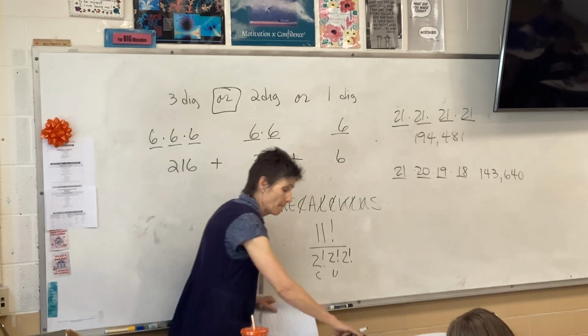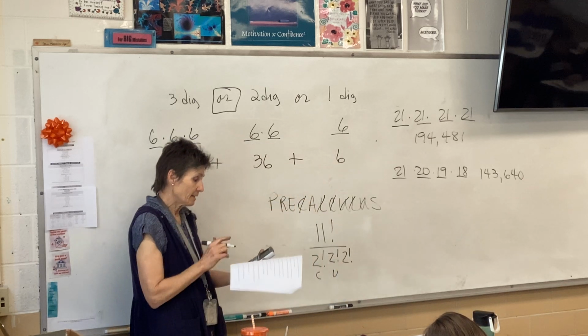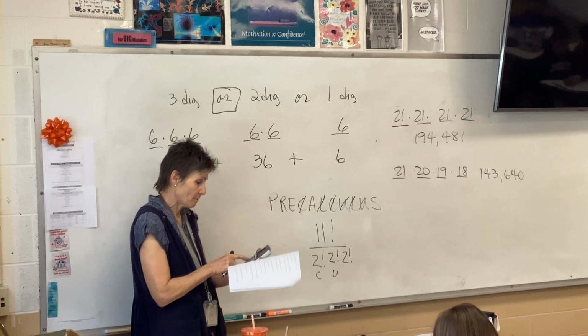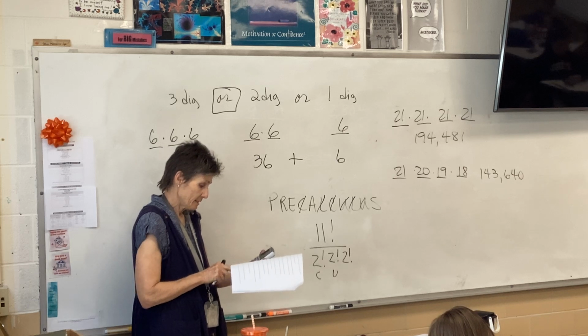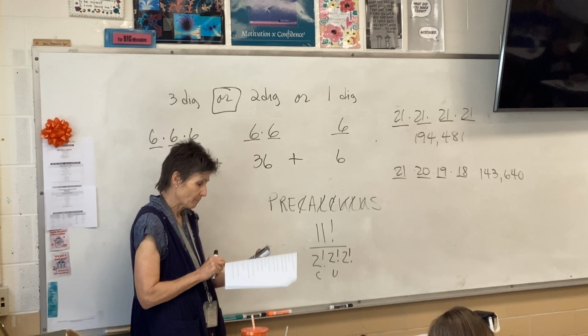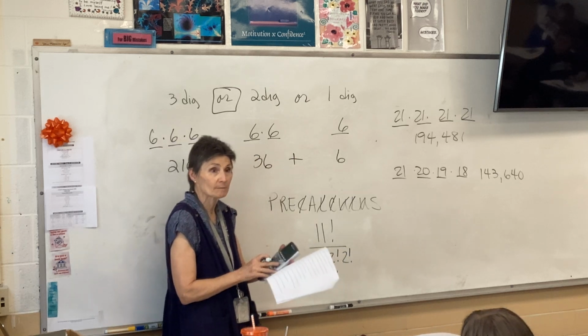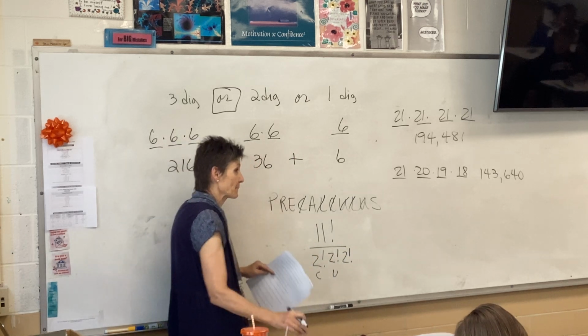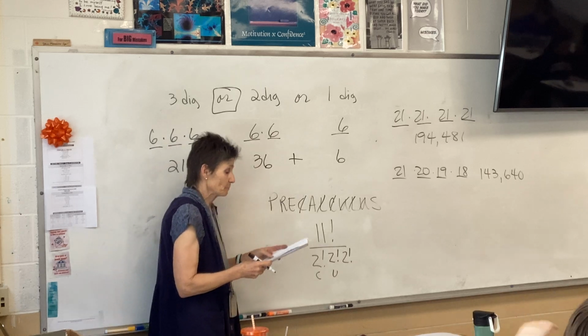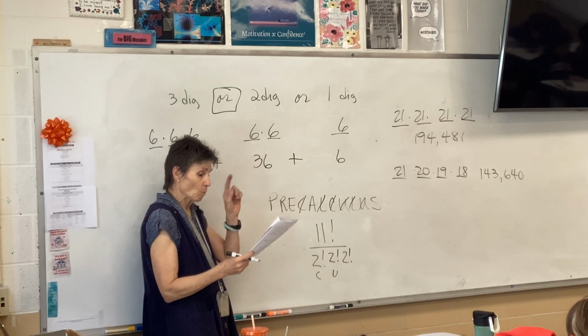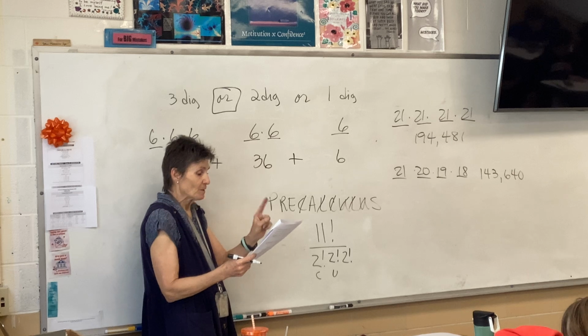I see Anna kind of looking at it weird, so I'm going to check. 4,989,600 is correct. All right, one more, and then we're going to lunch.